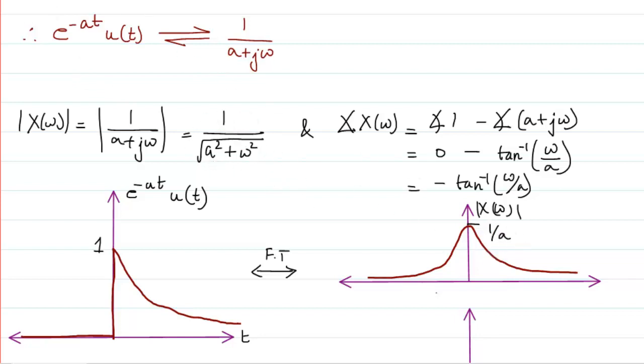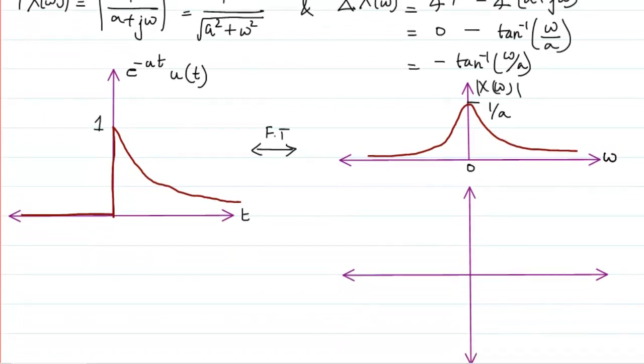So that is happening at omega equal to 0. As omega goes to infinity, the denominator will go to infinity and the total value of X of omega will go close to 0, and that is what we have drawn here. I have not touched 0 because it will touch 0 only at omega equal to infinity.